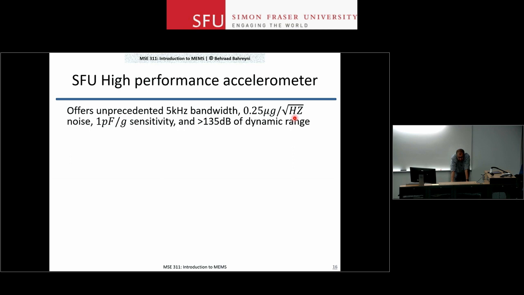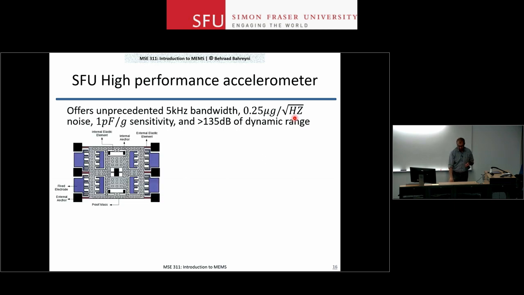And finally, this is the device that we have made at SFU. It is one of the accelerometers that we developed, actually it took us several years to get here. But the device is fantastic. It has a 5 kilohertz bandwidth and a noise of 250 nanoG per root hertz. The sensitivity of the device is 1 picofarad per G, meaning that it's a capacitive device. Once you flip it, you get a 2G signal, and then you get 2 picofarads of change in capacitance.